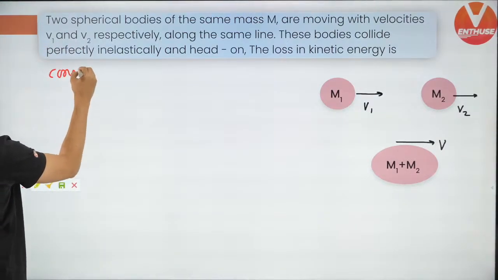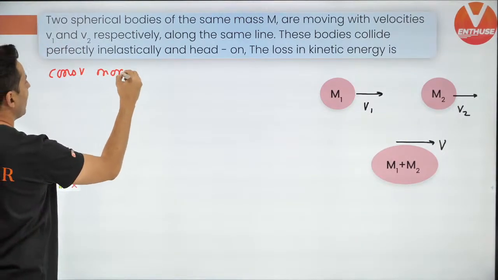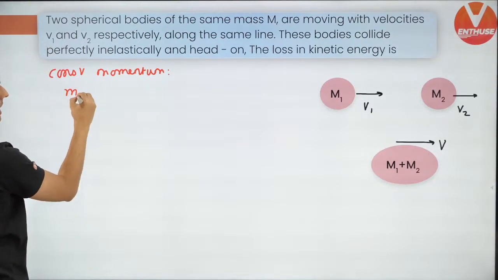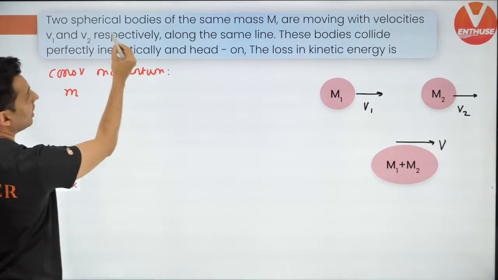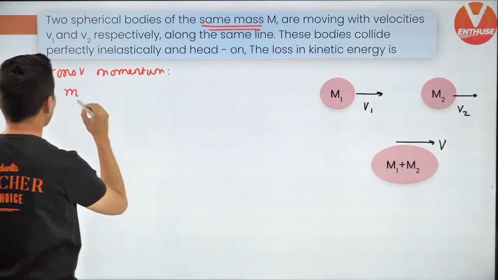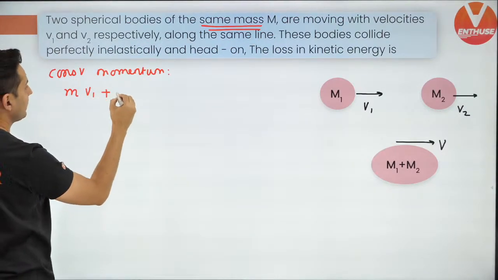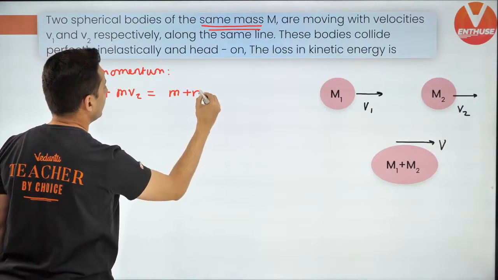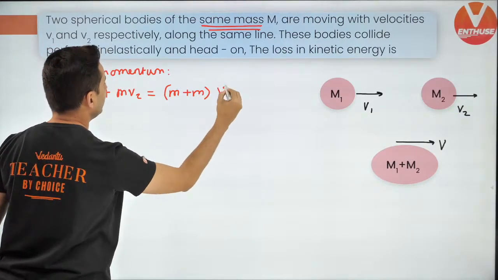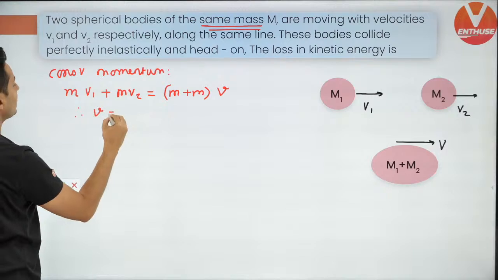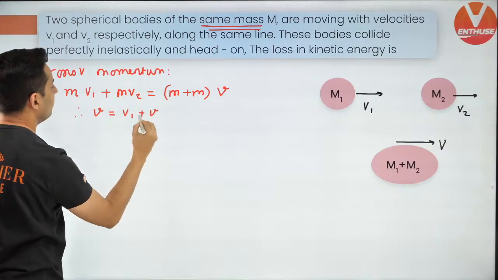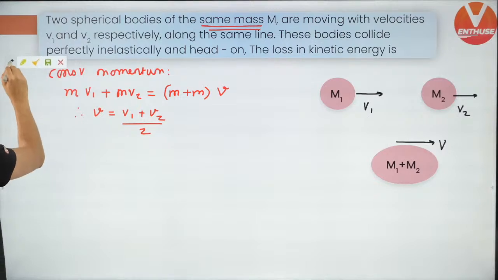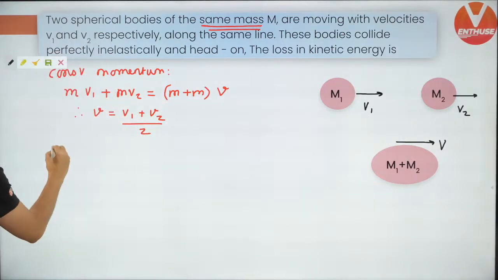Now, let's first figure out what that velocity is by conserving momentum. By momentum conservation, the masses are the same, as given. mv1 plus mv2 will be equal to m plus m, the total mass, since they stick together, into v. Therefore, v is equal to (v1 plus v2) divided by 2. Now, the question is something else: what is the loss in the kinetic energy?